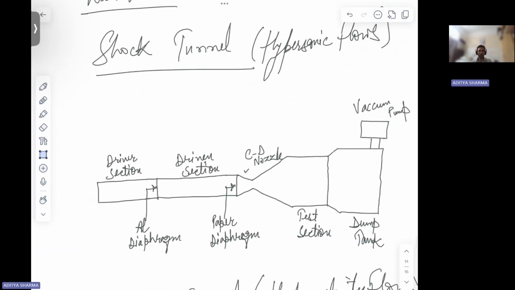So in shock tunnel, we have a driver section. So we have tubes. Okay, one is your driver section tube, then is your driven section tube, separated by an aluminum diaphragm. Then at the end of driven section of this shock tunnel, you have a paper diaphragm, and this driven section is connected to a CD nozzle. Then this nozzle is connected to a test section. Okay. Then this test section further is connected to a dump tank.